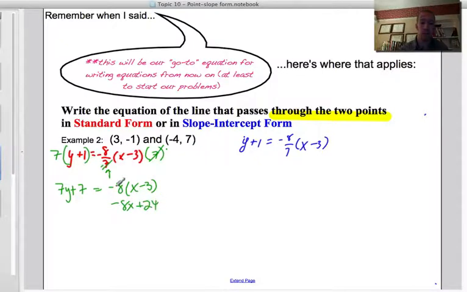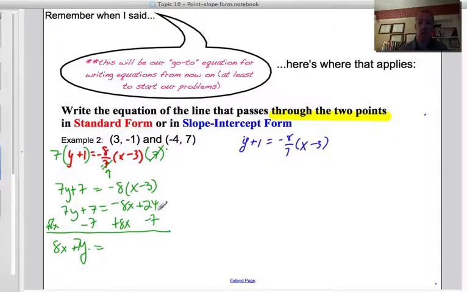Minus times a minus is a positive. And now for standard form, you recall, you have your x and y on one side and the numbers on the other. You have to have all integers. So I'm going to add my x to my 8x to both sides. I'm going to subtract that 7 off of both sides. That way I've just got x's and y's on the left, and I've got 24 minus 7 is 17 on the right. So there is standard form of the same equation.